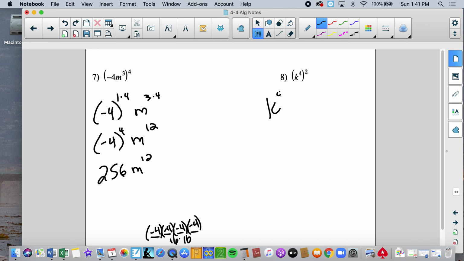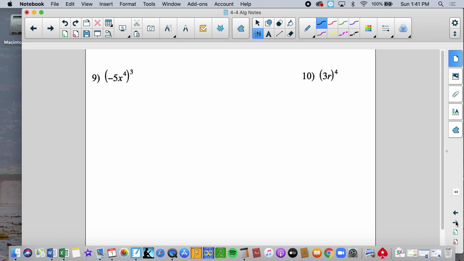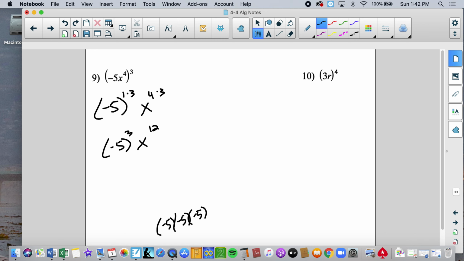All right, this one's a nice, easy one. k to the 4 times 2, which is k to the 8th. Going back to that negative, that's 1 times 3, x to the 4 times 3. That's negative 5 to the 3rd, x to the 12th. Negative 5 times negative 5 times negative 5. I have 3 negatives, so I know my answer is going to be negative, but I could just do it out. And I get negative 125 x to the 12th.